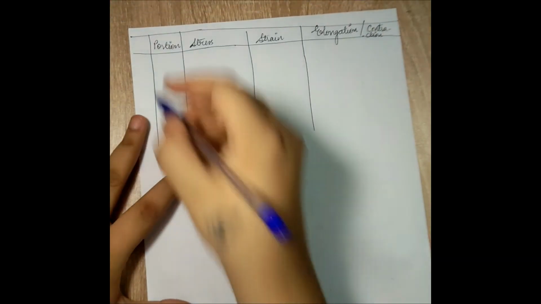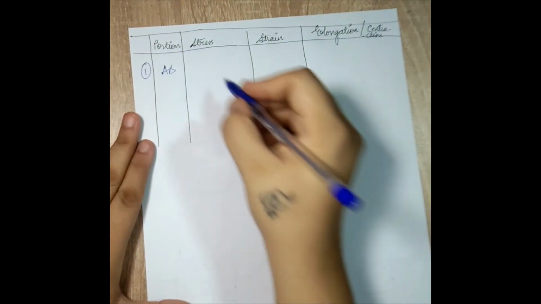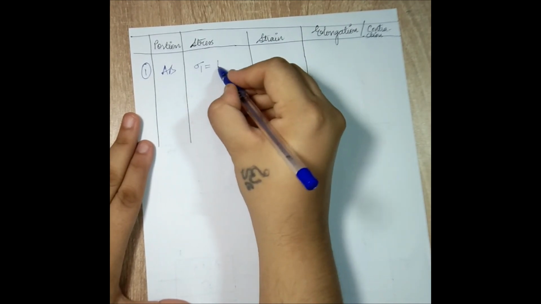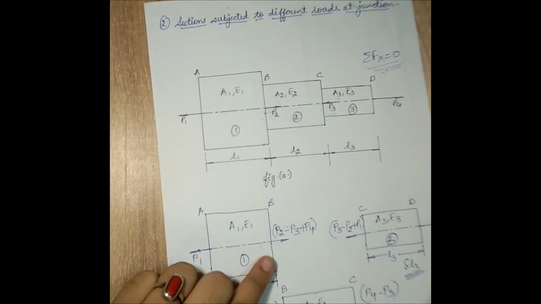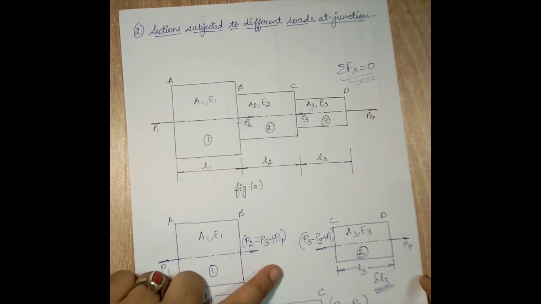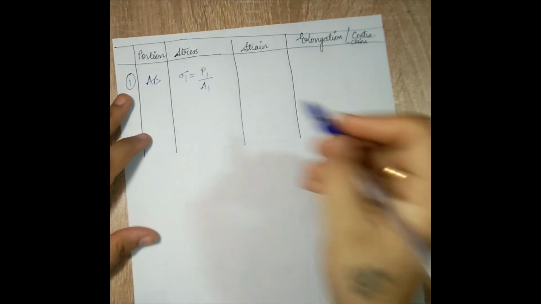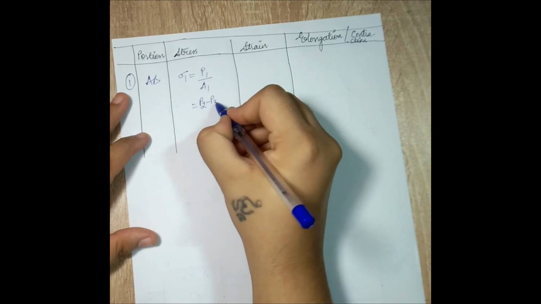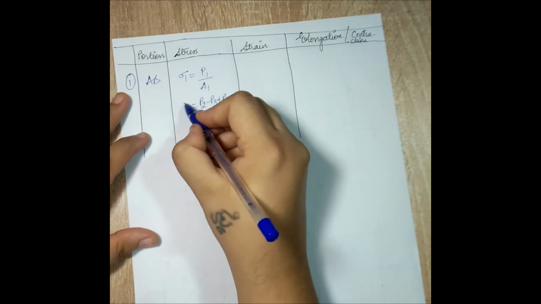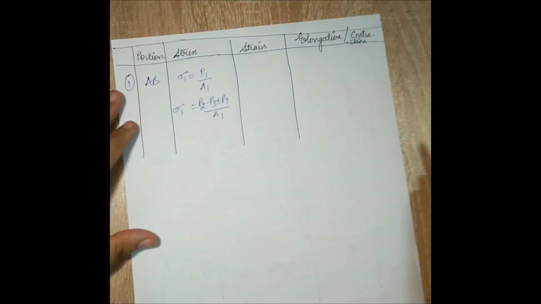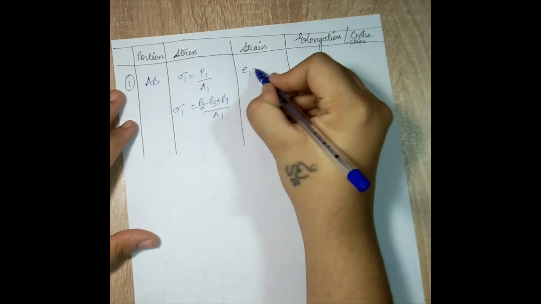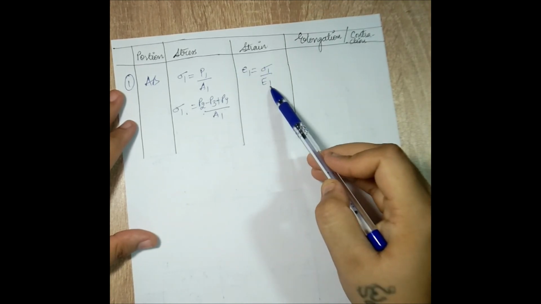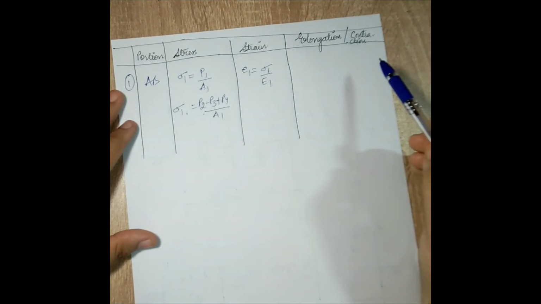Let's fill up the table again. First portion AB, stress is sigma 1, which will be P1 upon A1. This P1, if you observe, is also equal to P2 minus P3 plus P4. So I'll write here P2 minus P3 plus P4 upon A1. This is also equal to my sigma 1 value, because P1 is equal to P2 minus P3 plus P4. For strain, epsilon 1 is equal to sigma 1 upon E1. So once you calculate sigma 1, just substitute here, E1 value will be known to you. Substitute, get the answer of strain.